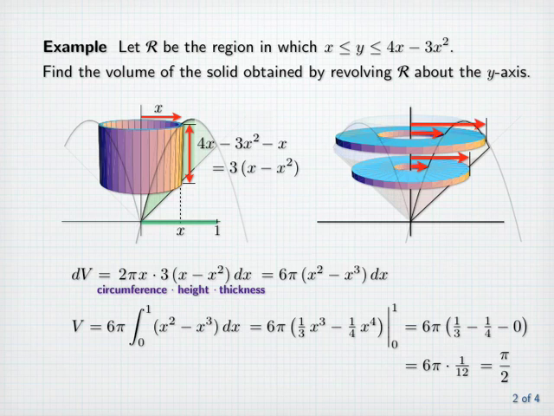To obtain these, we would need to solve y equals 4x minus 3x squared for x using the quadratic formula. The solution with the plus sign is the outer radius, and the solution with the minus sign is the inner radius. Now, while all this is not terribly difficult, it is far more complicated than necessary. In fact, it's a bad idea when the cylindrical shell method is so much simpler.